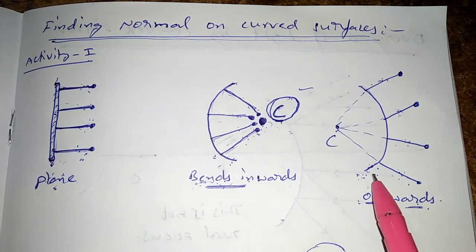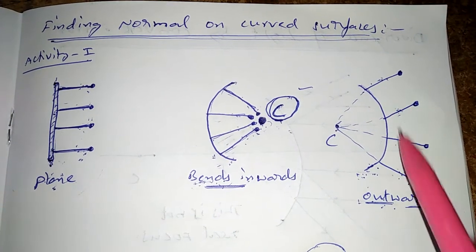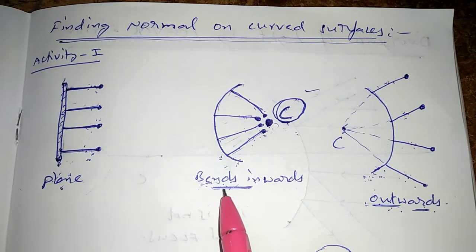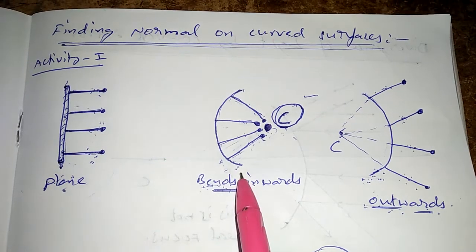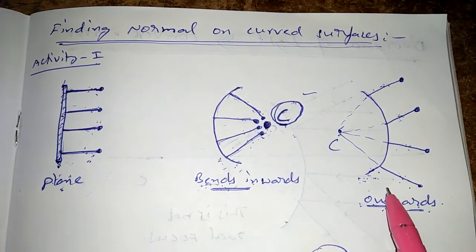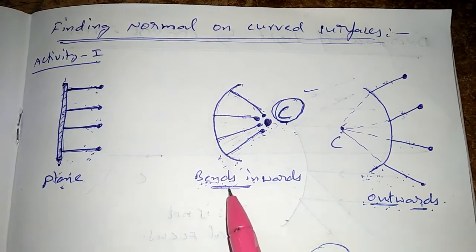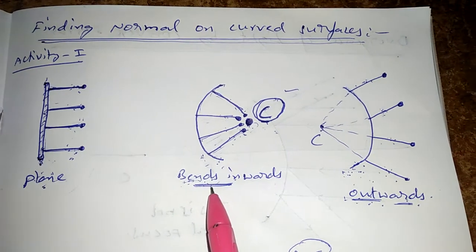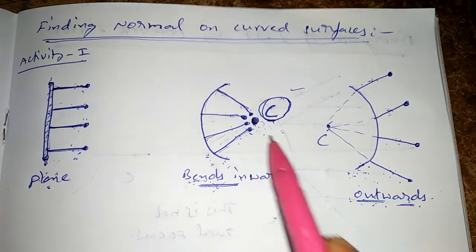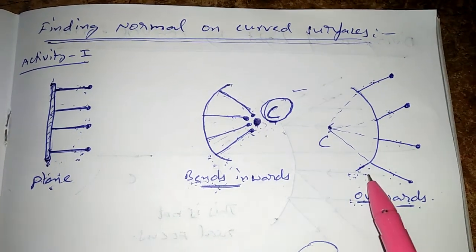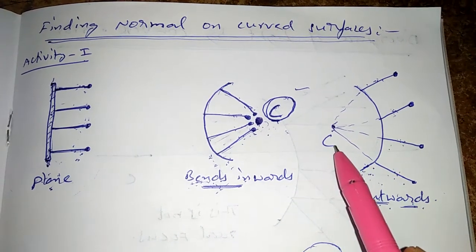Whenever we bend the foam sheet outwards like this, all the pins will diverge, will move away from each other. So at this moment, this foam sheet will act as a concave mirror. And at this moment, this foam sheet will act as a convex mirror. If we bend the foam sheet inwards, it acts as a concave surface. If we bend it outwards, it acts as a convex surface or convex mirror.